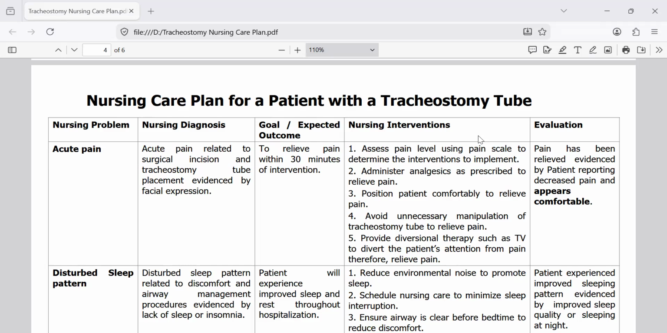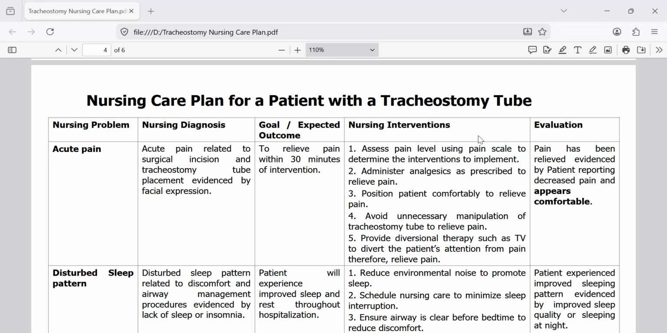If you've noticed from the previous video, all the goals were starting with patient, patient, patient. Here, I chose to use "to relieve pain" because they are both all right. Nursing interventions quickly. Number 1, I will assess the pain levels using a pain scale to determine the interventions to implement. Number 2, I will administer analgesics as prescribed to relieve pain. You can administer analgesics such as morphine depending on the pain.